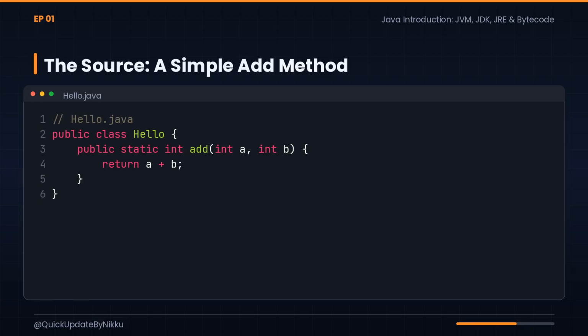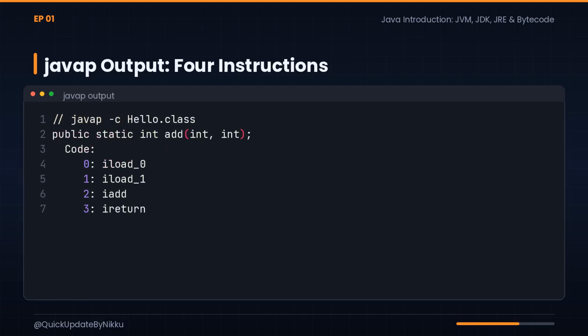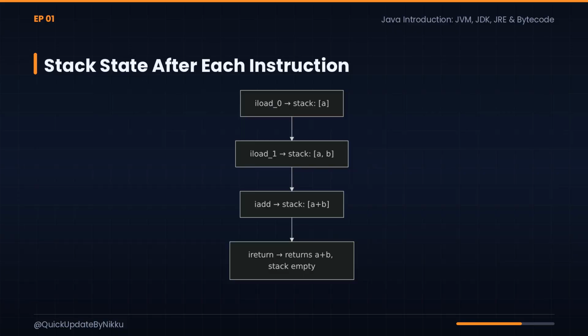Compile it with javac Hello.java, which produces Hello.class, and then disassemble it with javap -c Hello.class. Four instructions. That is everything the JVM needs to add two integers and return the result. Each instruction maps directly to one operation on the operand stack. Notice there are no register names, no EAX, no R0, because the JVM is a stack-based virtual machine, not a register-based one. Walking through the stack transformations makes the execution model concrete.